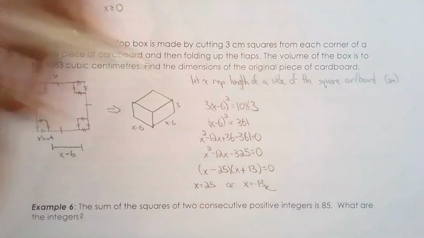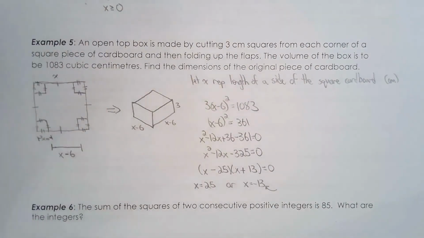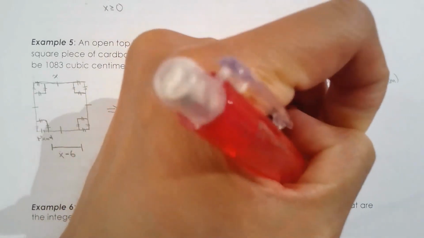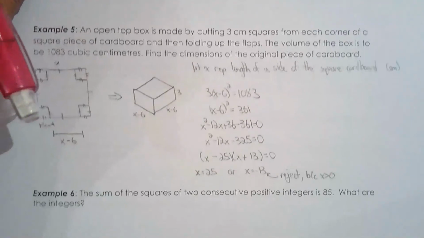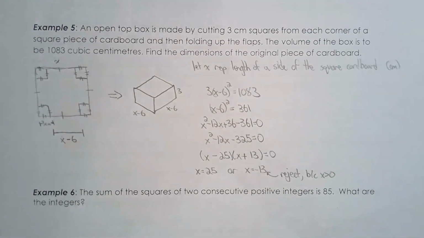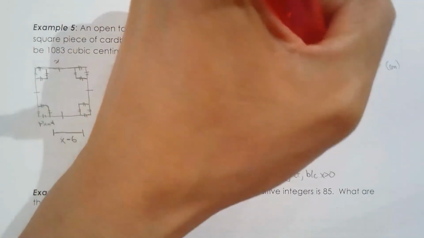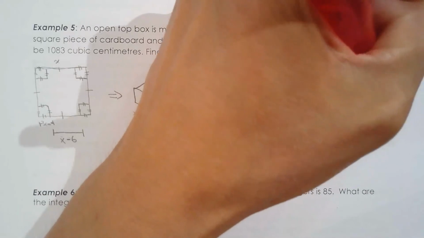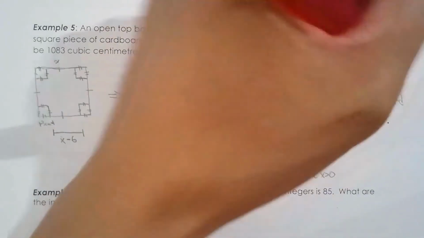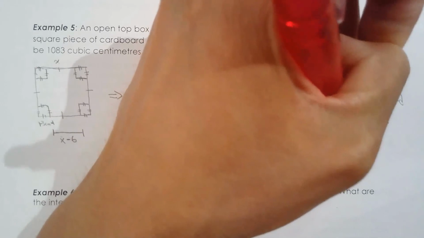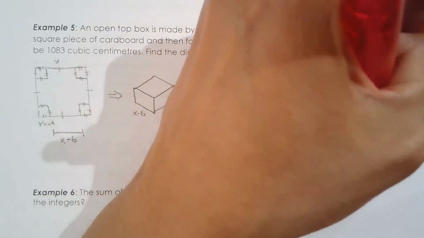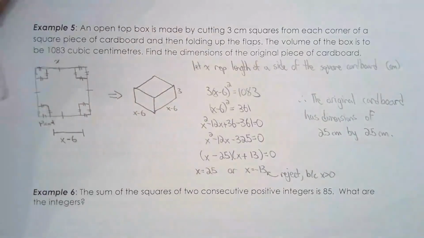But wait a second, if x represents the length of a side, then you know what? Reject, because x has to be greater than 0. I have to have a dimension which is positive. I can't have a 0 or negative dimension. Therefore, the original cardboard has dimensions of 25 centimeters by 25 centimeters.